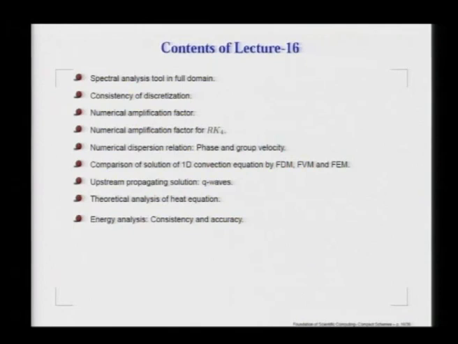This we will do specifically with the help of the 1D convection equation, and we will show the power of this analysis tool by comparing different finite difference, finite volume and finite element methods one by one. And we would like to bring one particular aspect of any discrete computing method, which is the existence of spurious upstream propagating solution, and this is what has been called Q waves. This is something we will be talking about here in great detail. This would basically conclude our discussion on discretization.